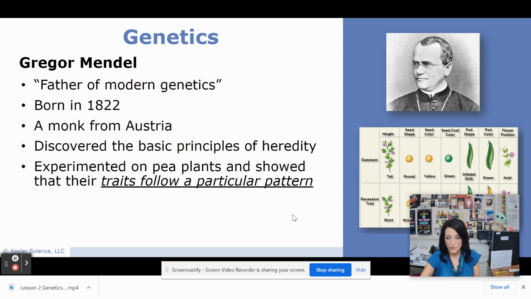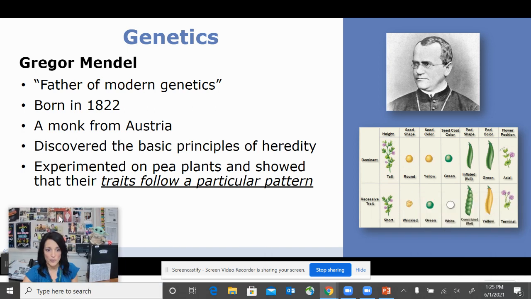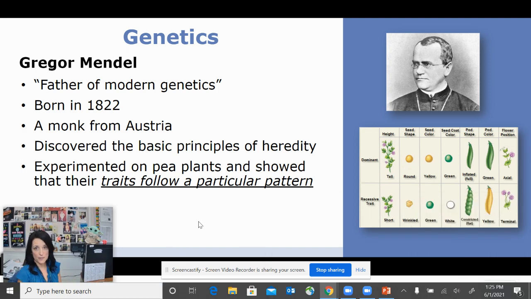We learned about this in the first place from a man named Gregor Mendel. This is not the first time we brought up his name. He is considered to be the father of modern genetics because he's the one who came up with the basics first. He was a monk from Austria. If you don't know what a monk is, please go ahead and look that up and send me an email for some extra credit. He discovered the basic principles of heredity.